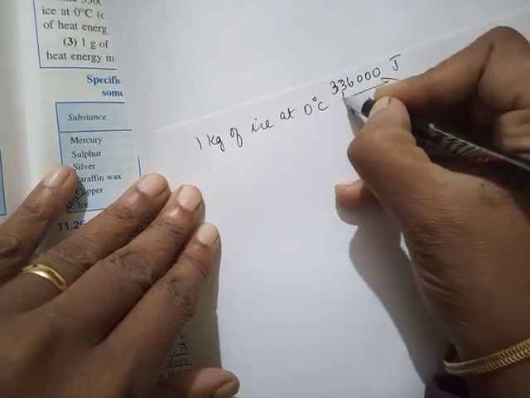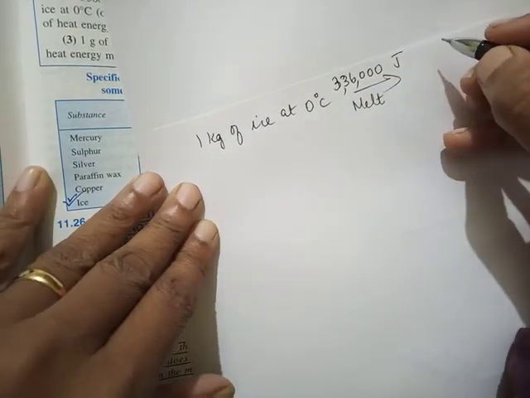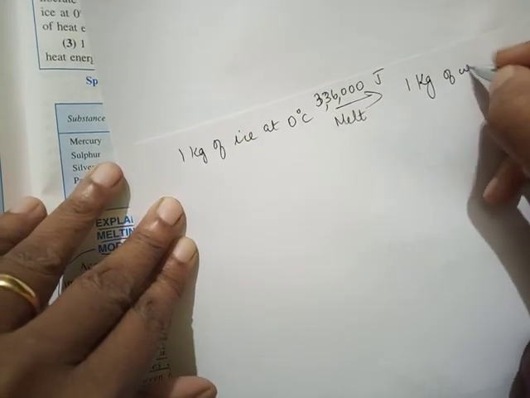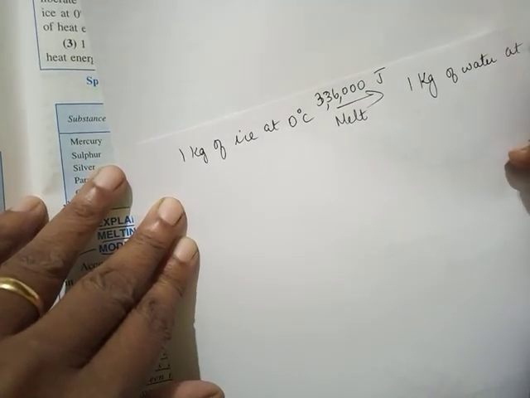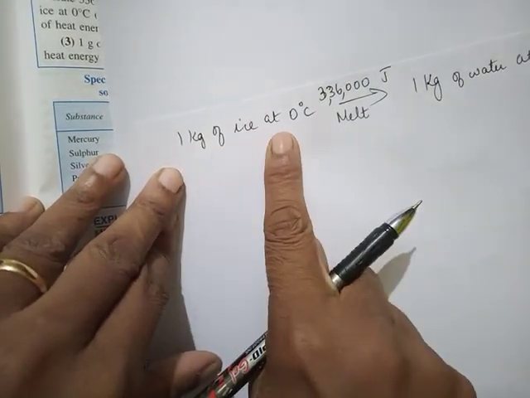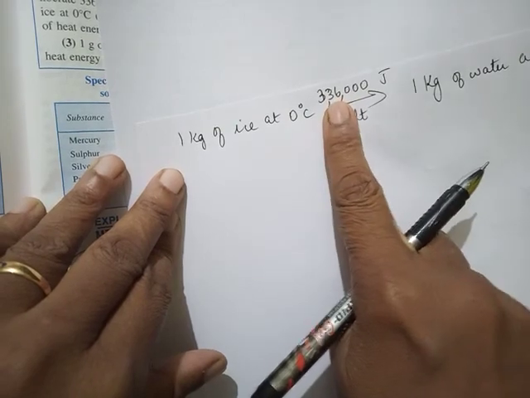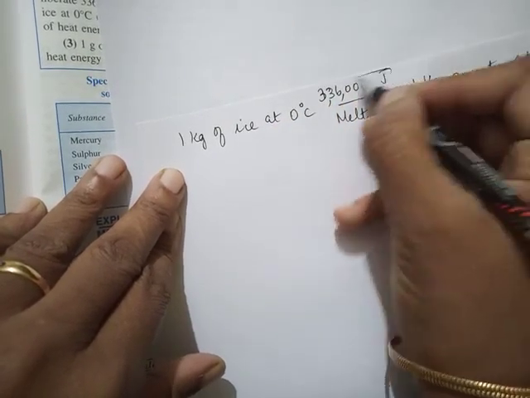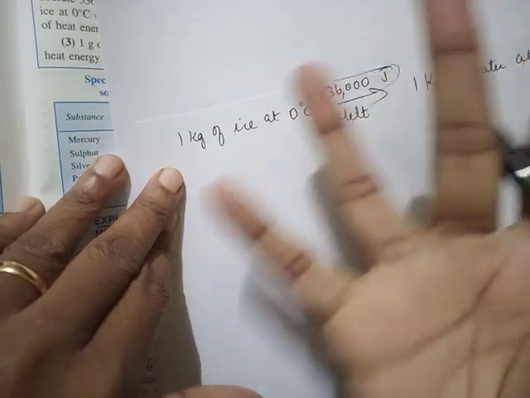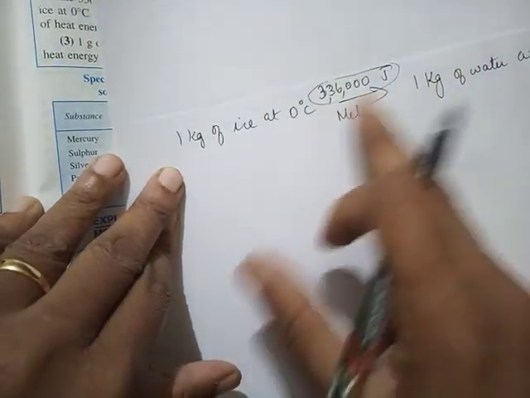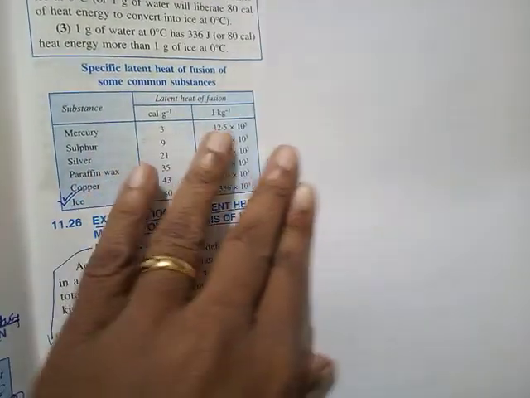336,000 joules of heat energy is required to convert 1 kg of ice to 1 kg of water at 0 degrees Celsius. Okay, that is to melt 1 kg of ice at 0, you require 336,000 joules, which is a very high amount. Just imagine 1 kg of ice means a block, quite a big block like this, and to melt it you need this much joules of heat energy.